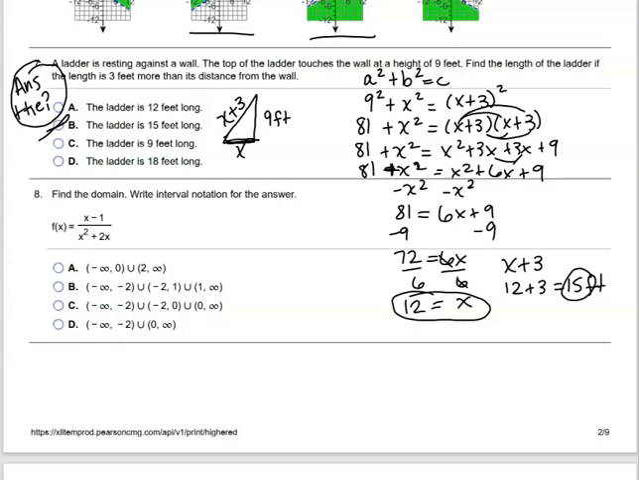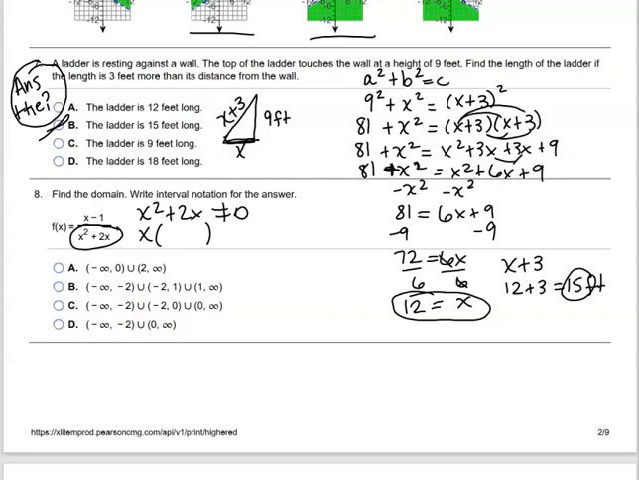Find the domain. Write interval notation for the answer. We know we have a problem in the domain whenever x squared plus 2x, the denominator, is equal to 0. It creates a problem. So you want to factor it. I know I can pull an x out of both of these terms, and we want to find what's going to make that equal 0.